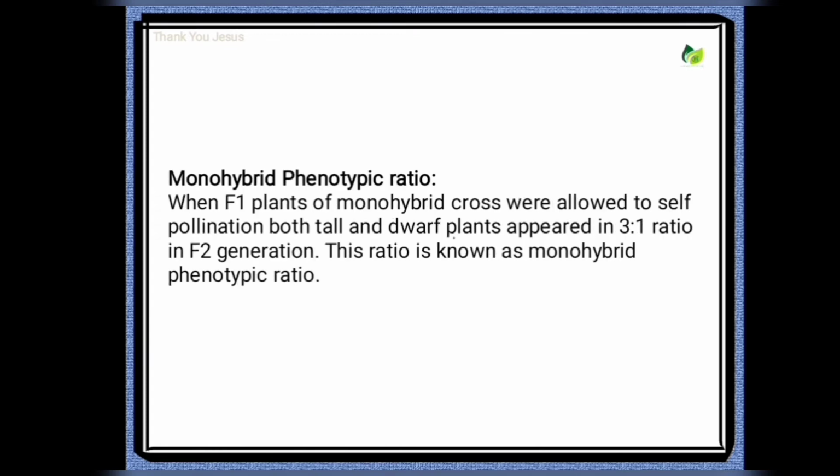Monohybrid phenotypic ratio. When F1 plants of a monohybrid cross were allowed to self-pollinate, F1 hybrids are always allowed to self-pollinate, both tall and dwarf plants appeared in the F2 generation in the ratio of 3:1. That ratio is known as the monohybrid phenotypic ratio. Here 3 represents the tall plants and 1 is the dwarf plant. You have to remember this.